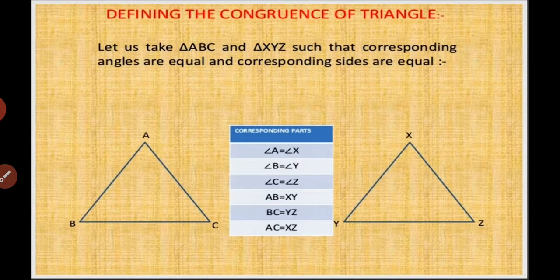Here two triangles are given, ABC and XYZ. These two triangles are congruent if they overlap each other. When the shape and size are equal, then two figures are called congruent. If only the shape is equal, then we call these two figures similar. So remember, all congruent figures are similar, but all similar figures may not be congruent. Clear?